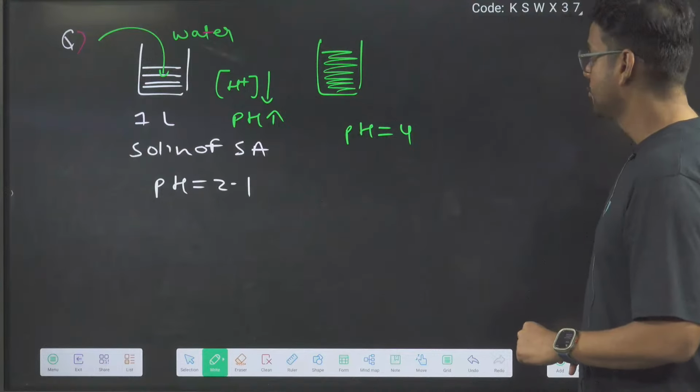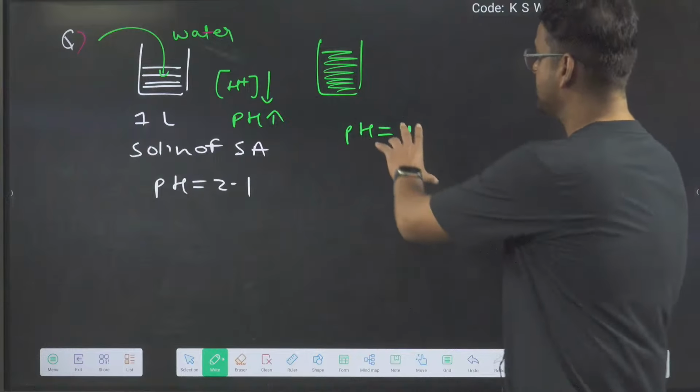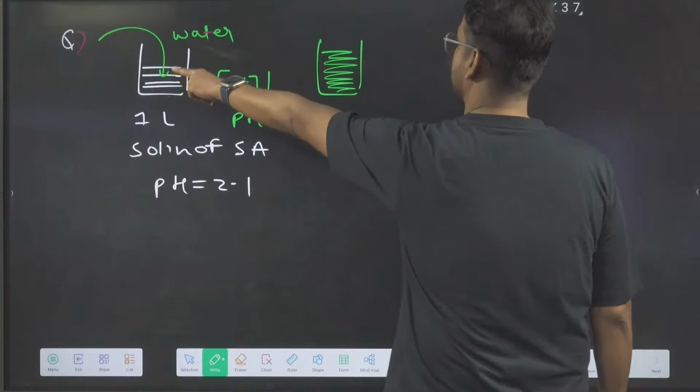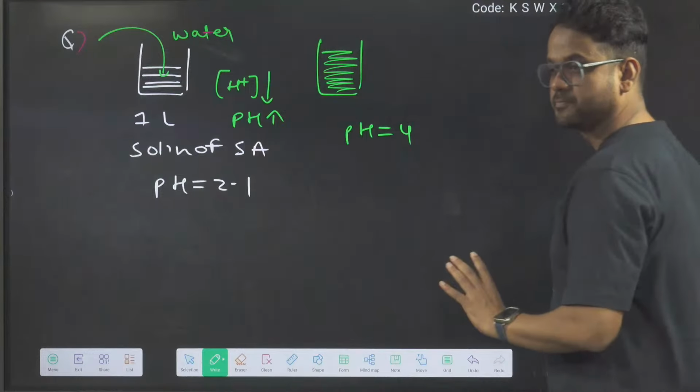So very quickly, see, pH is 4 over here. This is the original solution, this is the final solution.